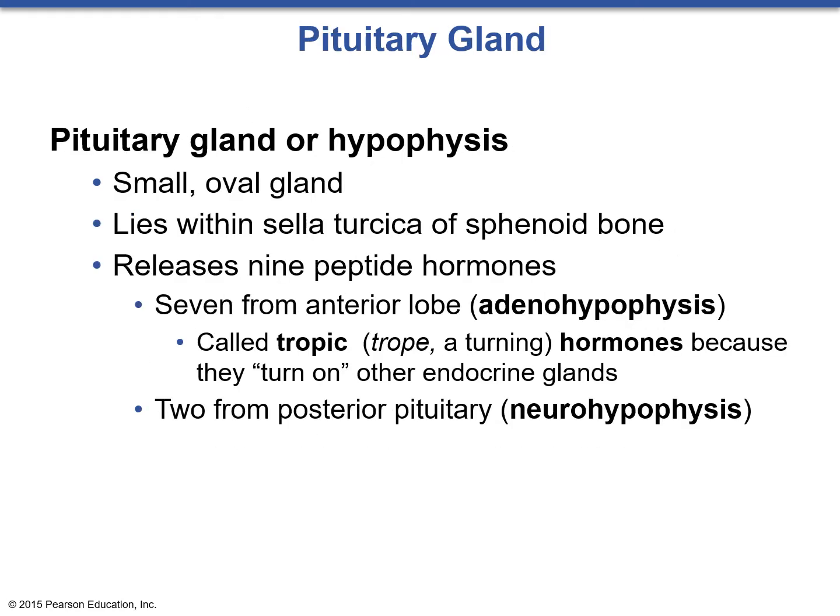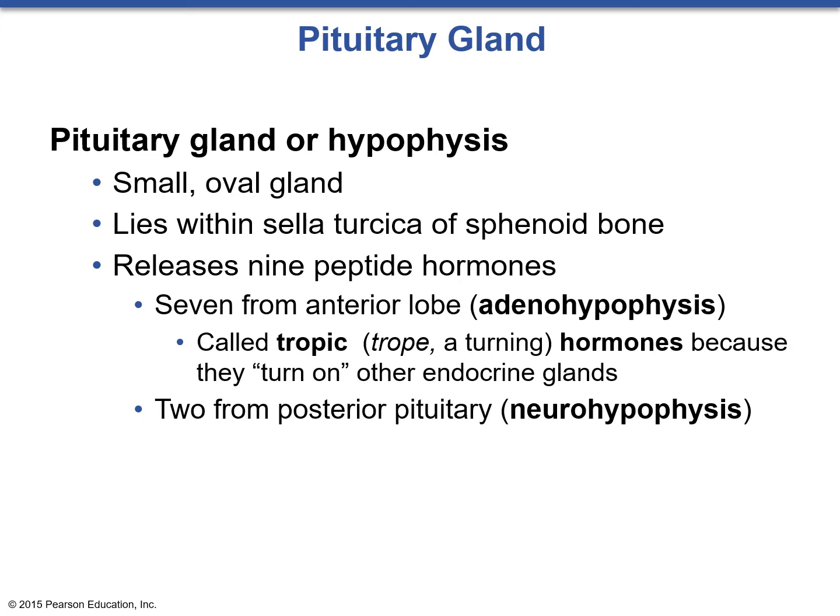The second part of the major endocrine glands past the hypothalamus is going to be the pituitary gland, or the hypophysis. It is a small oval gland, roughly the size of a pea. It lies within the sella turcica of the sphenoid bone. It releases 9 peptide-based hormones.